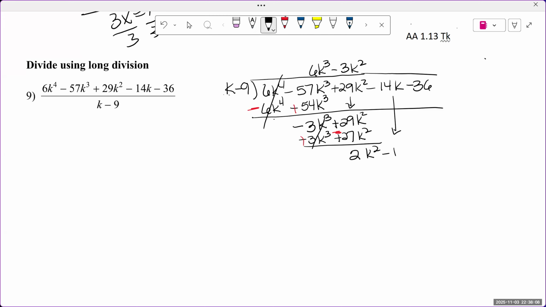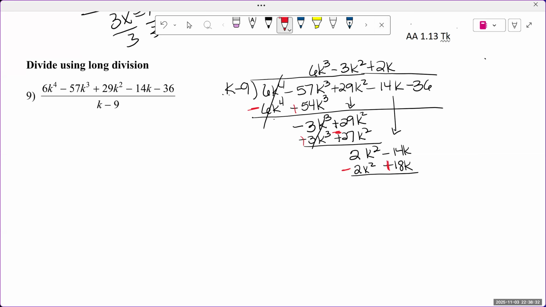Bring down -14k. We're going to make it match. 2k squared divided by k is 2k. 2k times k is 2k squared. 2k times -9 is -18k.